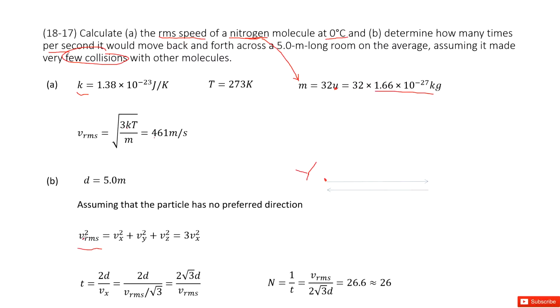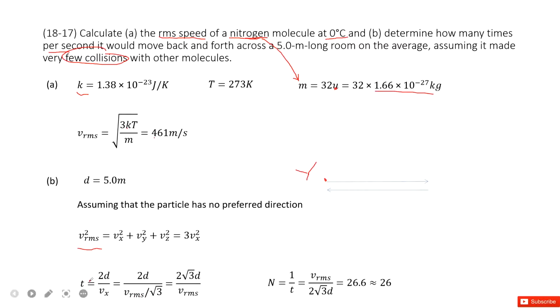Do you agree? So we can write v_rms squared equal to vx squared plus vy squared plus vz squared, because these molecules do random motion in the x, y, z directions. Agree? And for each direction, they are the same. So we can write it as 3vx squared. Agree? Yes. So in this way, we can find vx, the speed in one direction. vx is equal to v_rms over square root of 3, right?